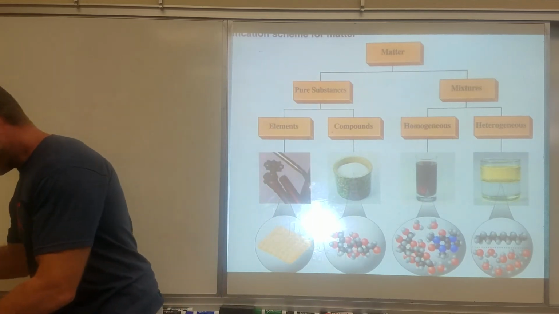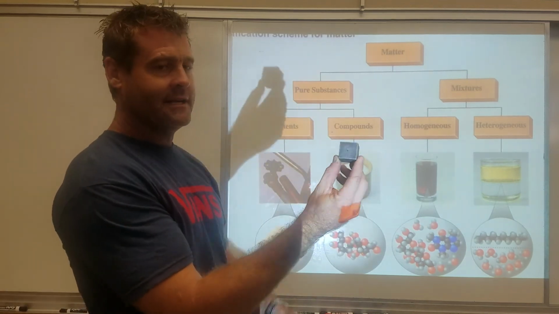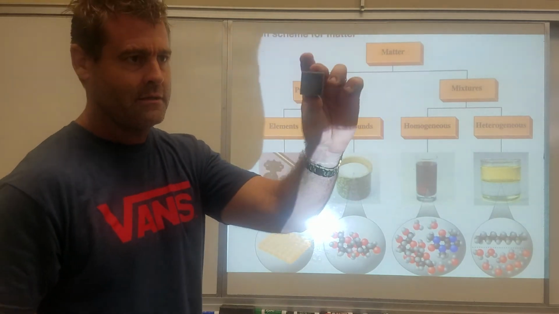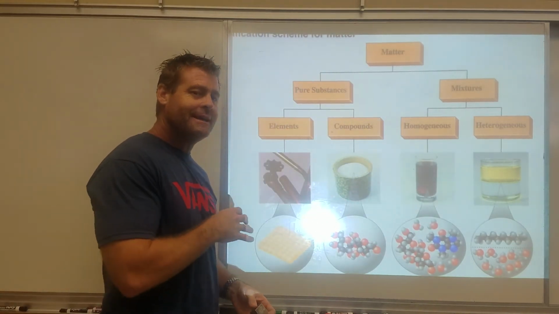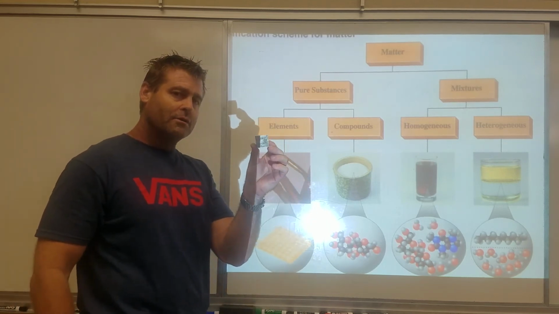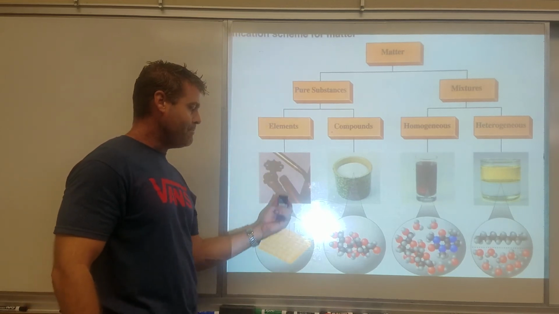Okay. What about this square here? Now, I'm not going to tell you anything about it, but you just try to think, okay? It's a metal. What do you think it might be? You know what, this is just pure aluminum, and aluminum is an element on the periodic table. It is a pure element.